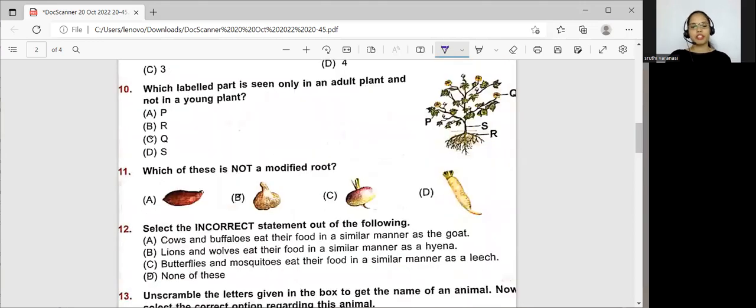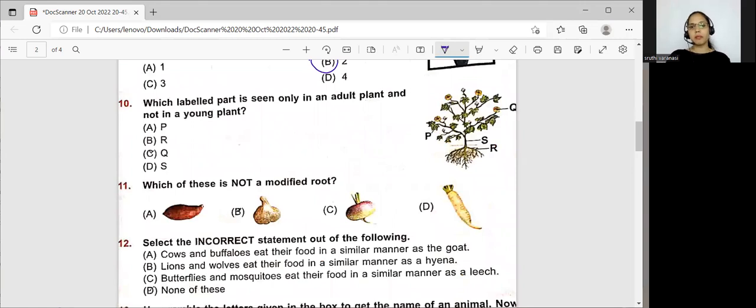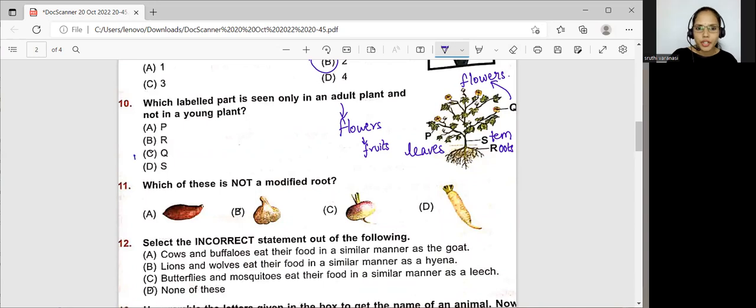Now let us proceed to the 10th question, students. Which labeled part is seen only in an adult plant and not in a young plant? First, let us label the parts. Now P are leaves, S is the stem, R is for roots, Q is for what? Q is for the flower. The flowers and fruits are seen only in the adult plants. In order to produce flowers, and flowers will turn into fruits later. Now you can see them only in the elder plants which are adult, right? In the young plant, first it needs to grow. Okay, so therefore Q will be seen only in the adult plant but not in the young plant.